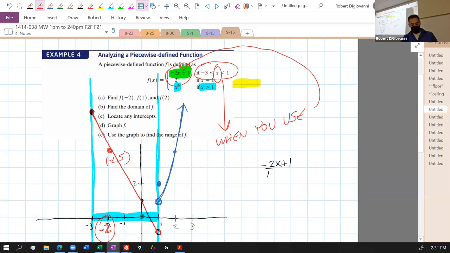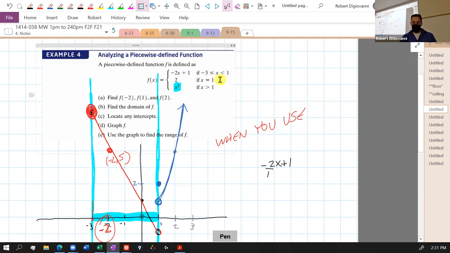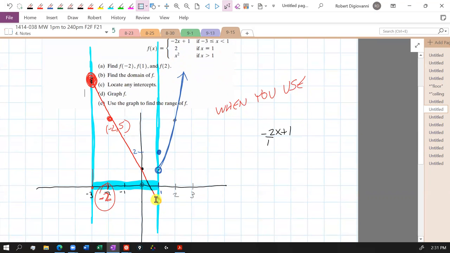So if I go to negative three and plug in, I should get a solid dot there. But if I go to one, I should not get anything, because I'm not allowed to be on this function. This is what you do when you're less than one. If you're equal to one, you're actually going to spit out the value two. So that's why I left an open circle on this right endpoint. Okay.